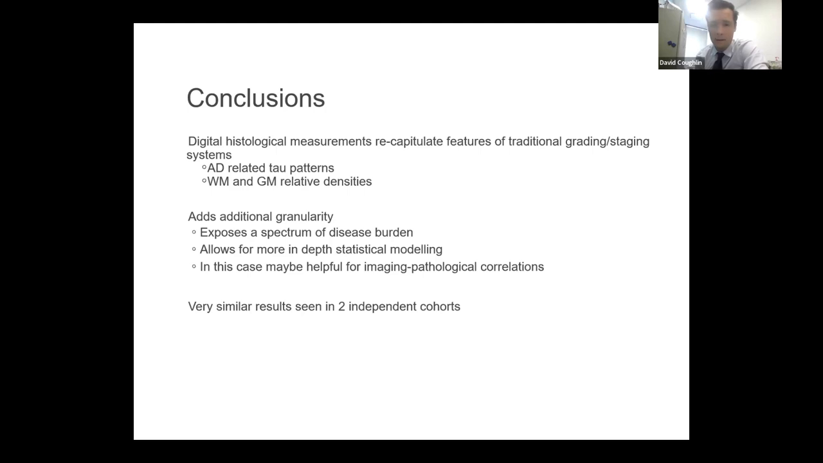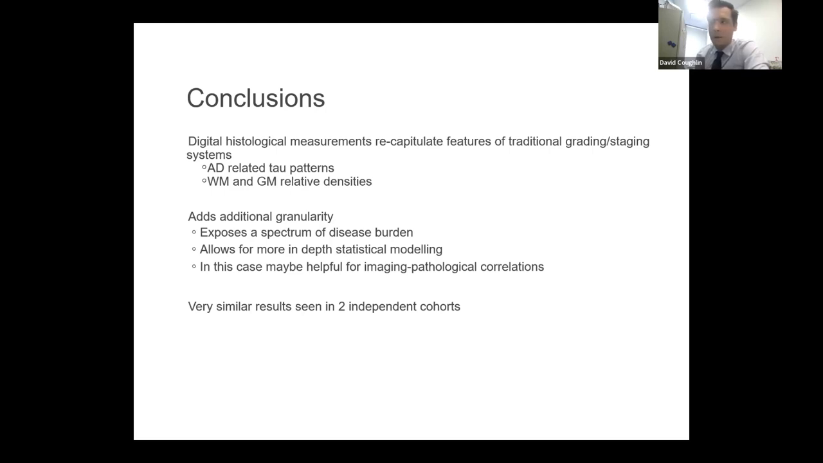Even within this, you could see a spectrum of disease burden, which allowed for different types of statistical modeling. We were able to do linear regression matrices and everything to really see the associations between gray matter and white matter pathology. And that's something that you just wouldn't necessarily be able to do if you're using traditional pathologic methods.